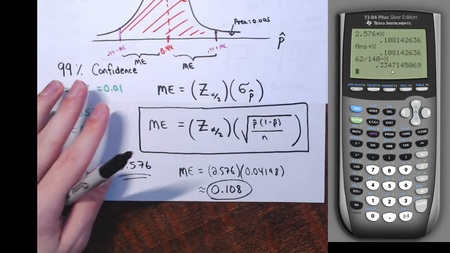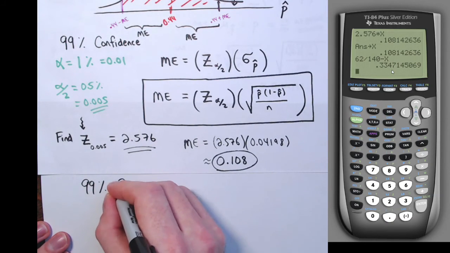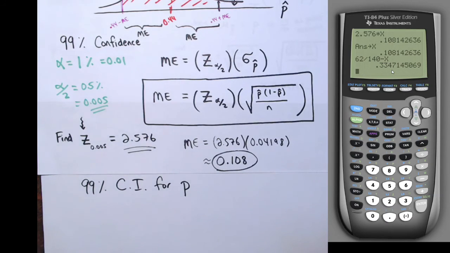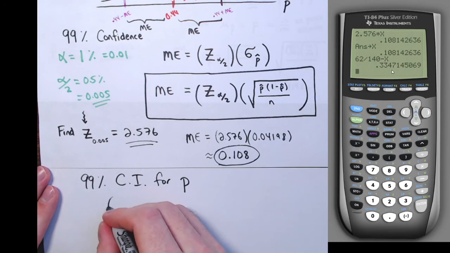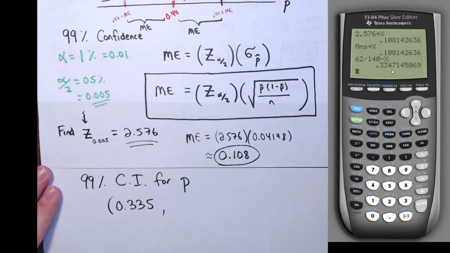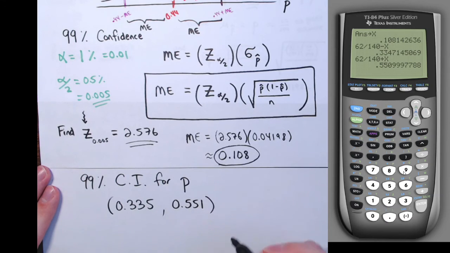So our 99% confidence interval, CI for P, we're using this to estimate P, the population proportion. The low end, to 3 decimal places, would be 0.335. And then for the high end, I'll do the same entry, just change the minus to a plus. And it's 0.551 if I round to 3 decimal places.